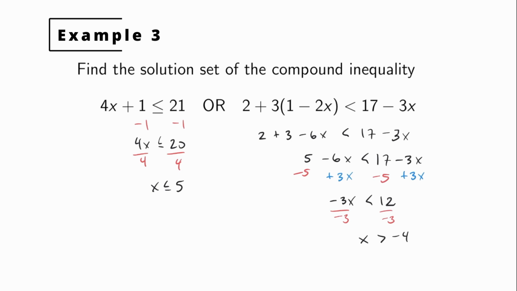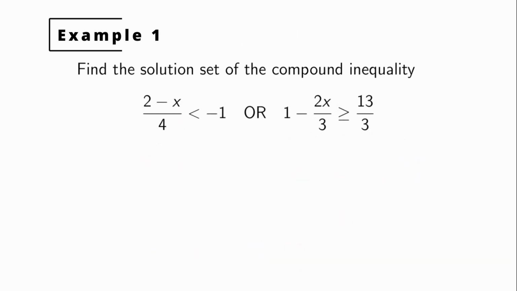So x is less than or equal to 5, or x is greater than negative 4. So if I draw the number line real quick here, here's negative 4, and here's 5. So less than or equal to 5 would go up to here, and greater than negative 4 would go to here. So if we look at anything in one set or the other, that's every real number, right, would satisfy one of those two inequalities. So that means our solution set is just negative infinity to infinity.